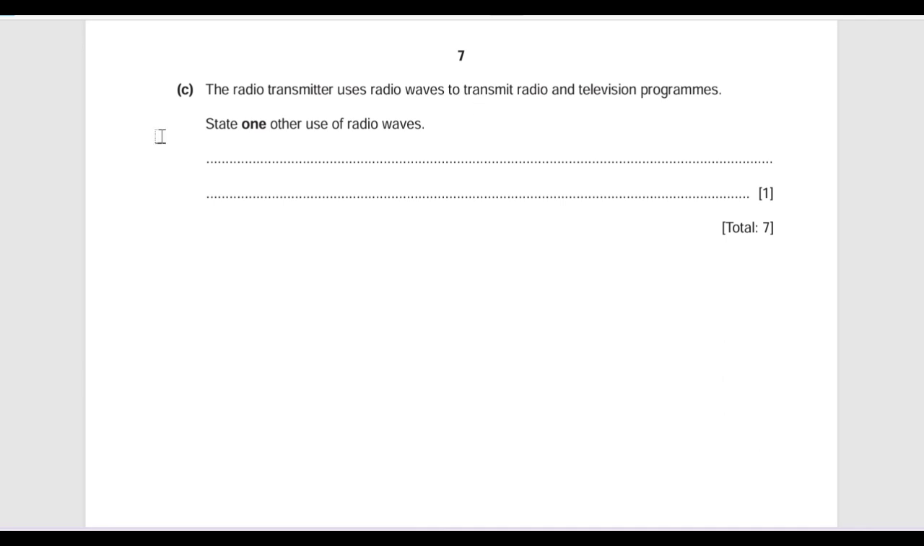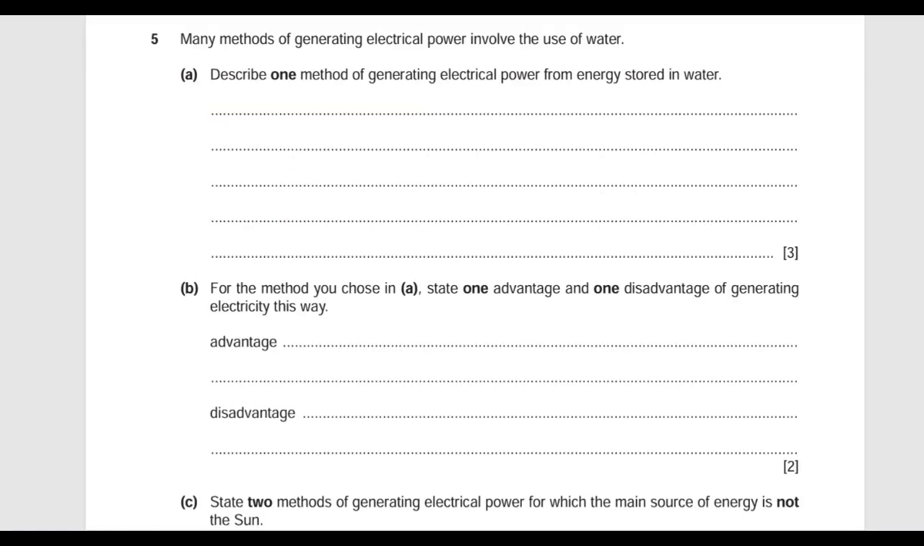C part says the radio transmitter uses radio waves to transmit radio and television programs. State one other use of radio waves. So radio waves are used in Bluetooth headsets and they are also used in astronomy.